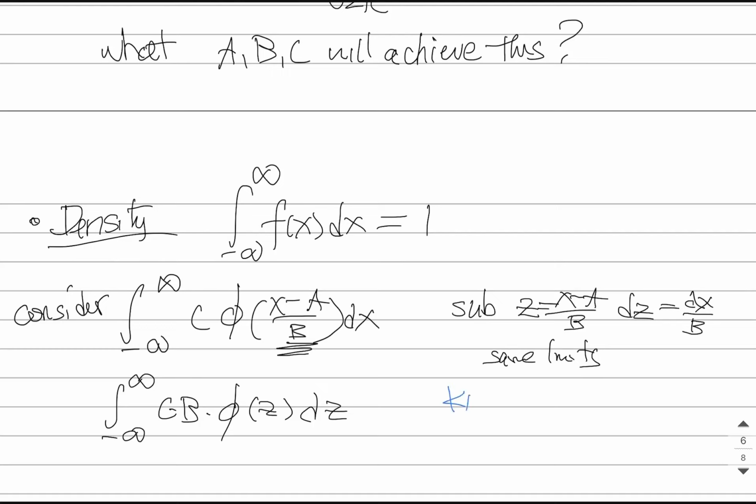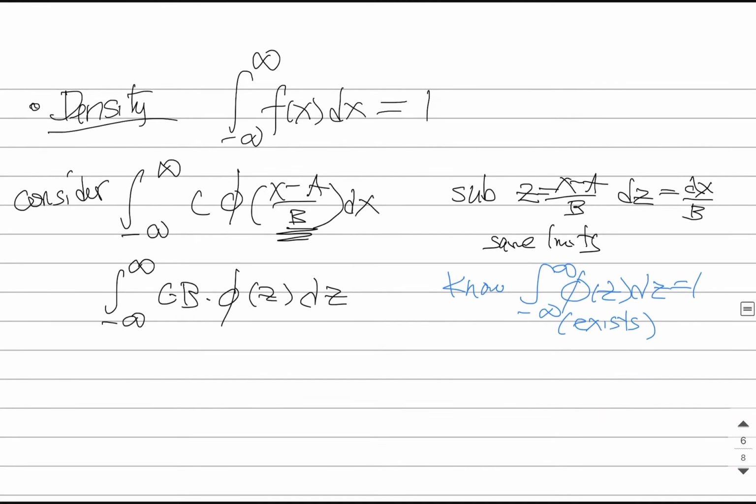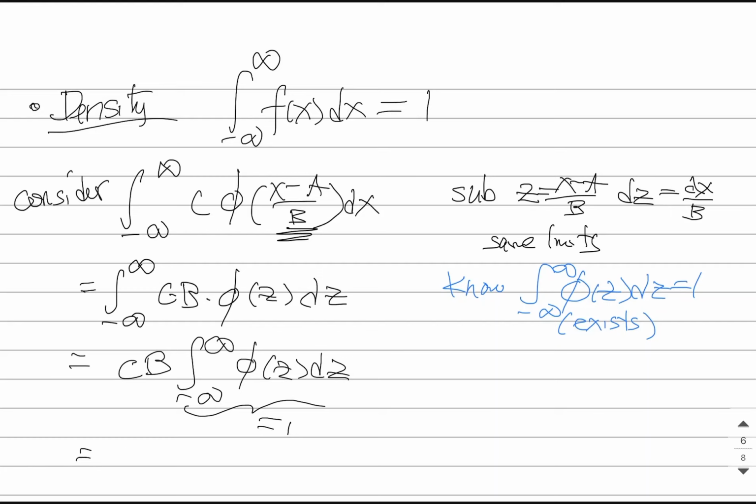Now we know that this standard normal is a density, and we know that it equals 1, so therefore this integral exists. And as soon as the integral exists, we can start doing wonderful integral properties, like taking out constants. So I can take this constant out, and I know that by definition of a standard normal, this is equal to 1, so I get CB. So it turns out that B times C has to be equal to 1, so that means C will be 1 over B.